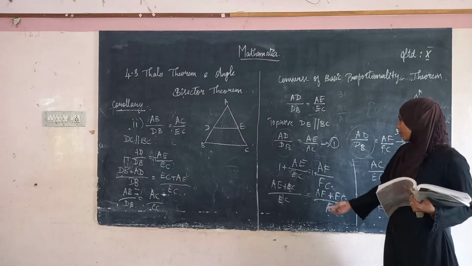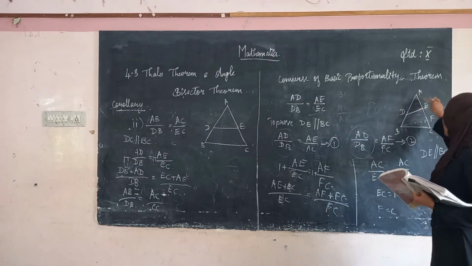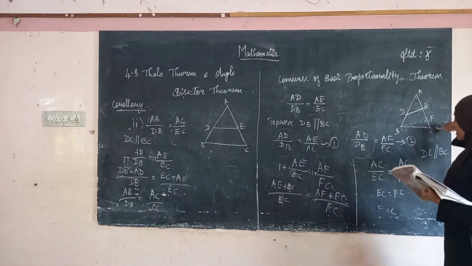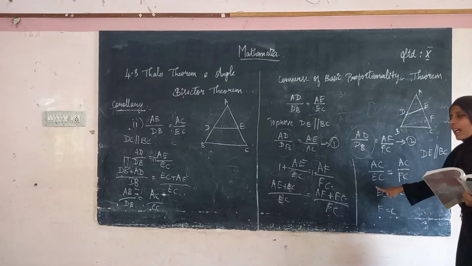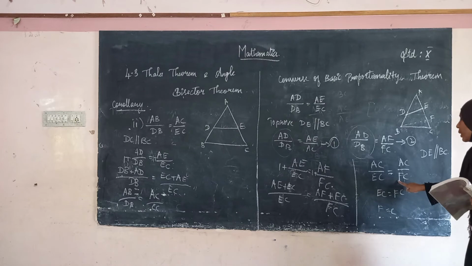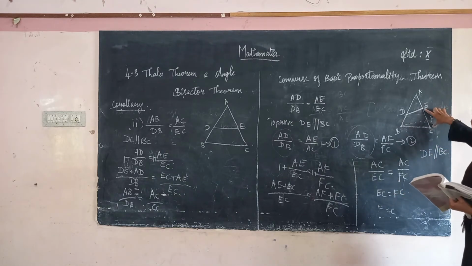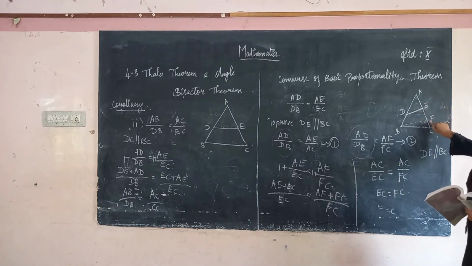So what we got? What is AE plus EC? That is also AC, and AF plus FC is also AC. Since the numerator is the same, we are equating the denominator, EC equal to FC. So EC is equal, this part is equal to this part. Therefore, F is equal to C.